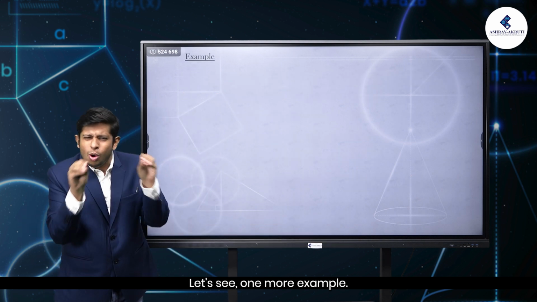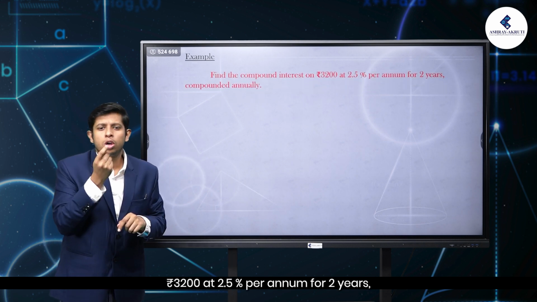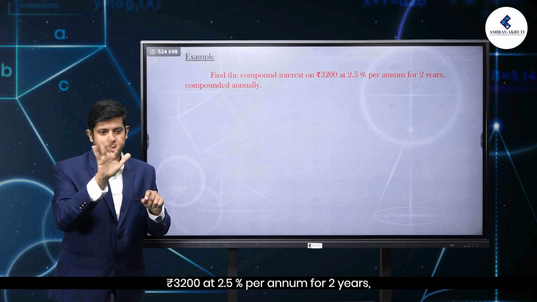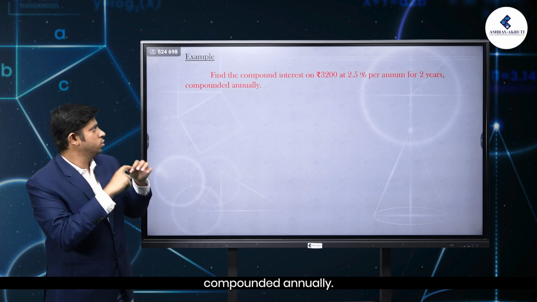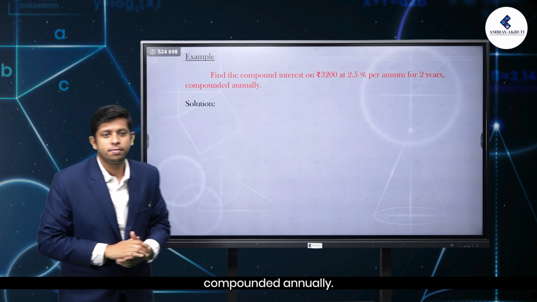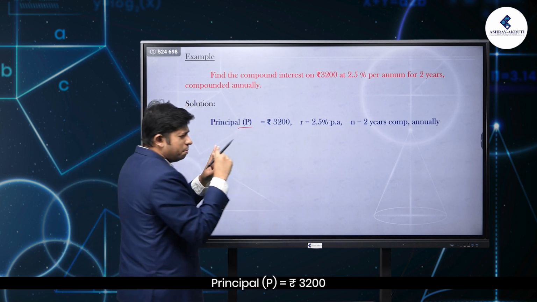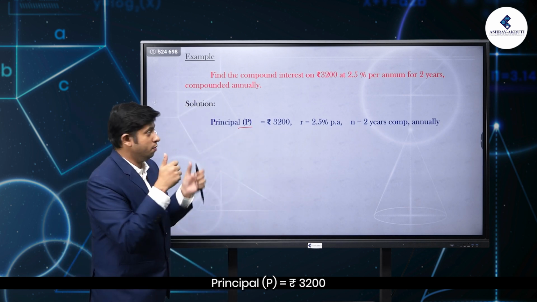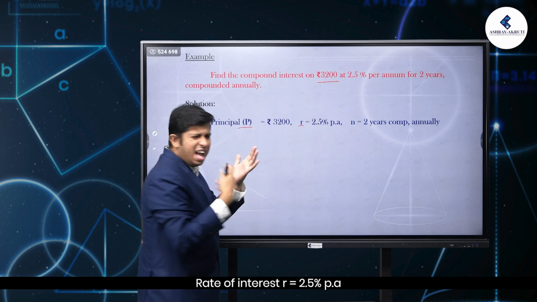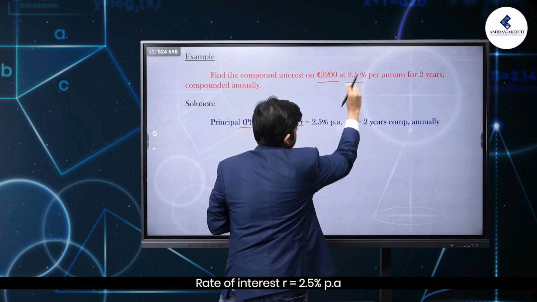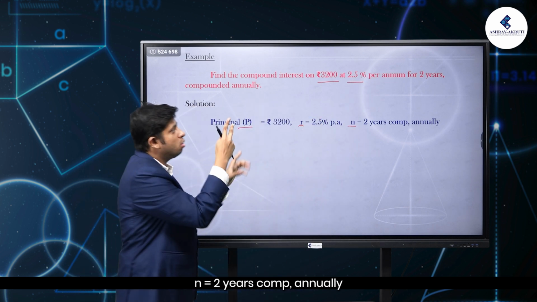Let us see one more example. Find the compound interest on rupees 3,200 at 2.5% per annum for 2 years, compounded annually. Solution: given principal P is equal to rupees 3,200. Rate of interest R is equal to 2.5% per annum. N is equal to 2 years compounded annually.